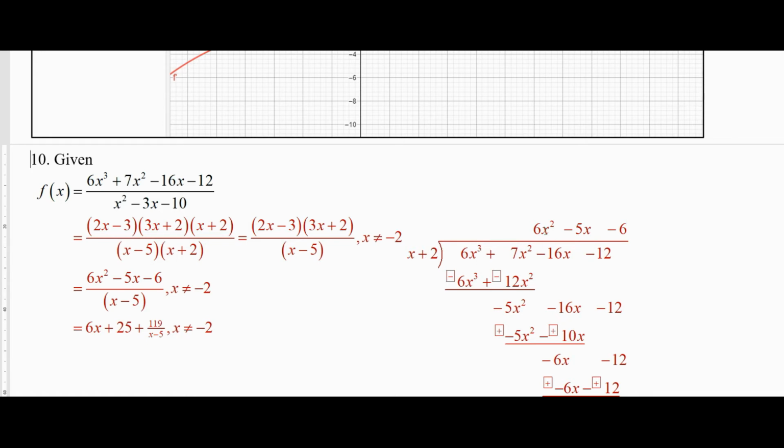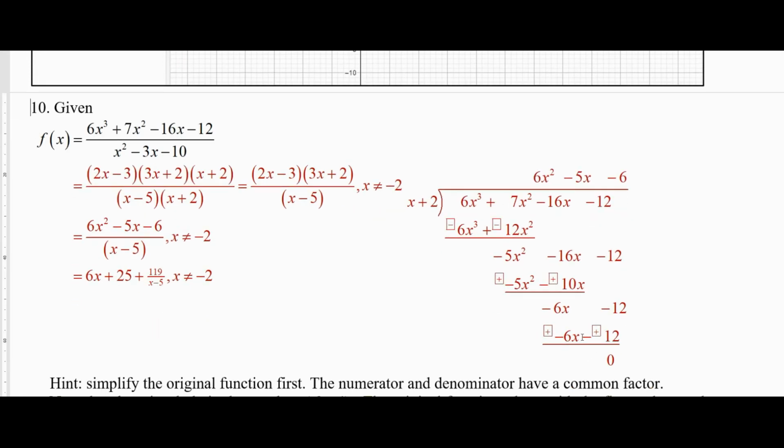6x cubed divided by x is 6x squared. It should be lined up over the x squares there. 6x squared times x plus 2 is 6x cubed plus 12x squared. Then change the signs and add, cancels that out. Gives us a -5x squared plus these other terms. -5x squared divided by x is -5x. Multiplied out, this gives us negative 5x squared minus 10x. Change the signs and add, cancels that out, gives us negative 6x minus 12. Negative 6x divided by x is negative 6. Multiplied by this gives us negative 6x minus 12. Change the signs and add.